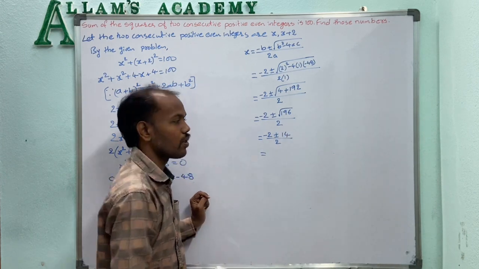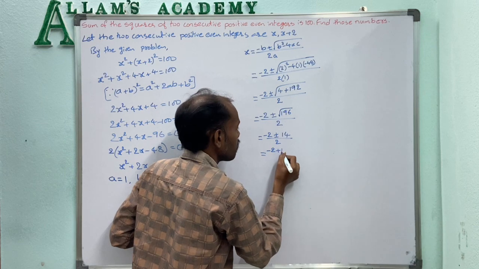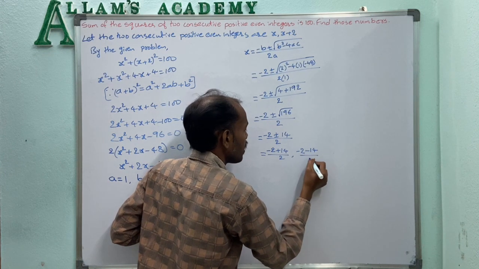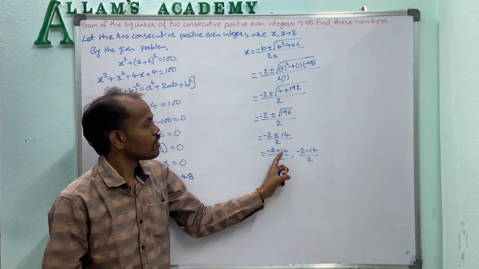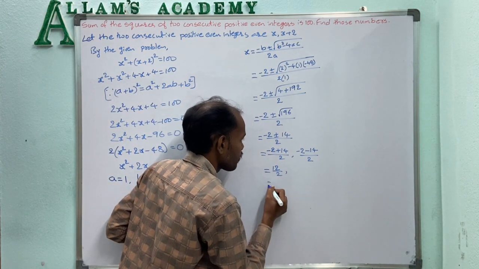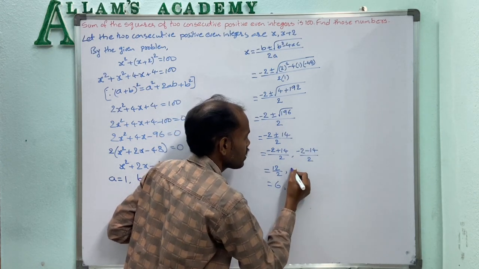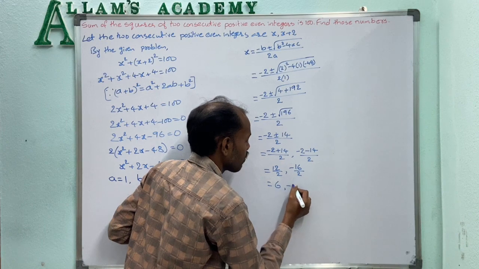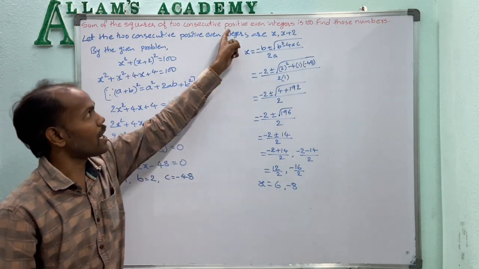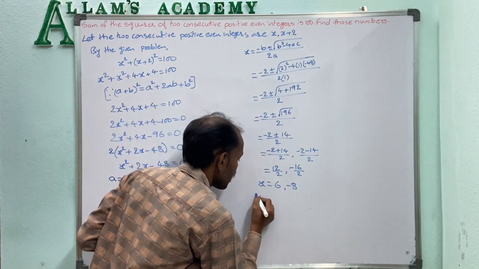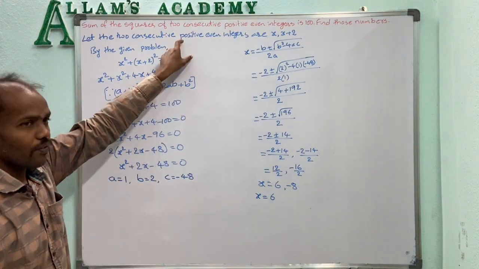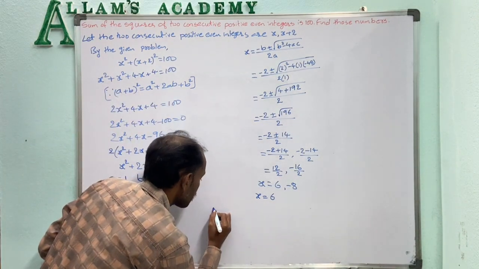Now plus or minus 14 means we take minus 2 plus 14 by 2 and minus 2 minus 14 by 2. So 14 minus 2 is 12, and 12 by 2 equal to 6. Minus 2 minus 14 is minus 16, and minus 16 by 2 equal to minus 8. So the x values are 6 and minus 8. But we are asked for positive even numbers only, so we take the positive number, which is 6. So here we have to find the two consecutive positive even integers.